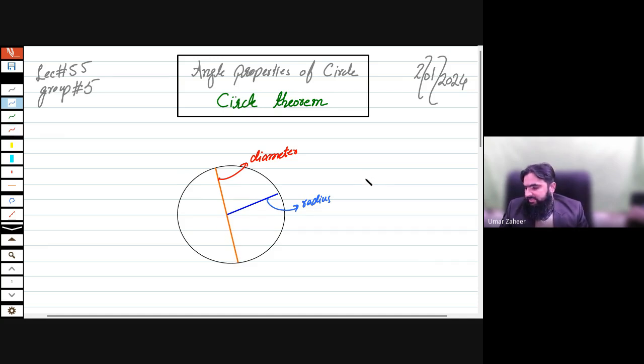The relation between the diameter and the radius is: the diameter is equal to 2 times r, because it is radius, it is radius. So r plus r, that will be 2r. In other words, the radius will be half of the diameter. All right.